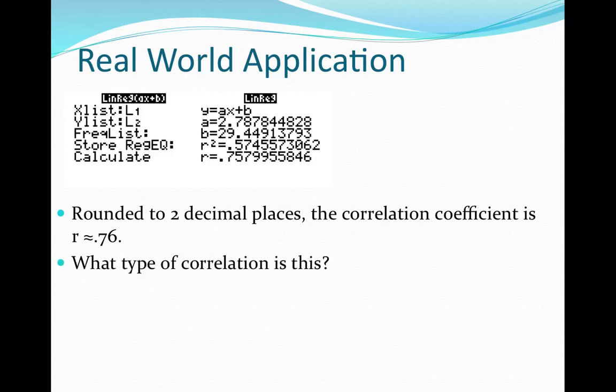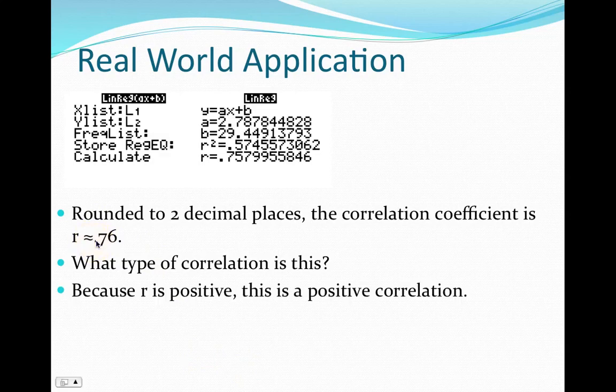What type of correlation is this when R comes out to be positive 0.76? Okay, there are 3 types of correlation. Again, remember positive, negative, and no linear correlation. So since its R is positive, we're going to say it's a positive correlation.